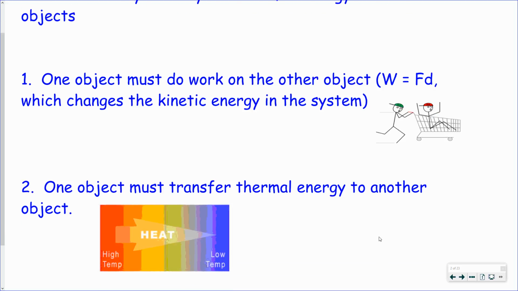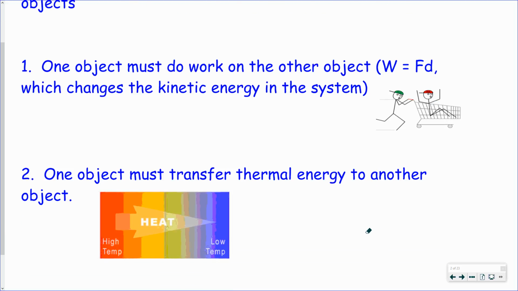The other way is to transfer thermal energy from one object to another. And as we saw in the last unit, that is done because an object with a temperature of higher heat capacity can transfer energy to an object with a lower heat capacity or a lower internal energy. Heat transfers from high temperatures to low temperatures.